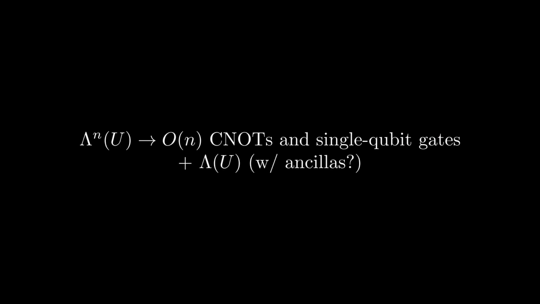Altogether, we have that any n-qubit controlled unitary, lambda to the n of u, can be decomposed into O of n CNOTs and single-qubit unitaries, as well as a single application of lambda u if we have ancillas. But what if we don't have ancillas? Well, recent results within the past decade or so have actually shown that we can still do this using O of n gates, but the construction is somewhat complicated.